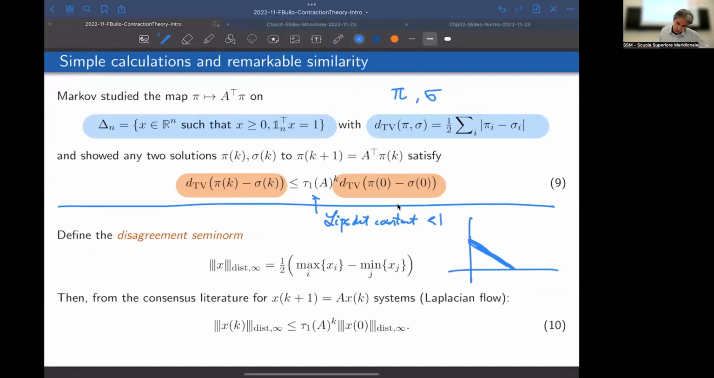This is Markov. Now, on the other hand, in the last 20 years, people didn't study Markov chains. They studied averaging algorithms, consensus algorithms, and they use something called the Hilbert metric, which is actually in one of the exercises of chapter 1 on the Banach.